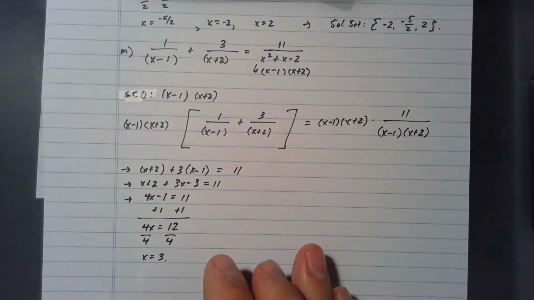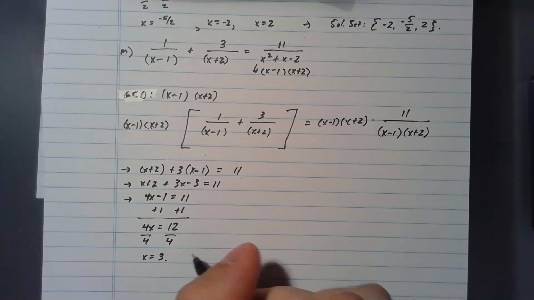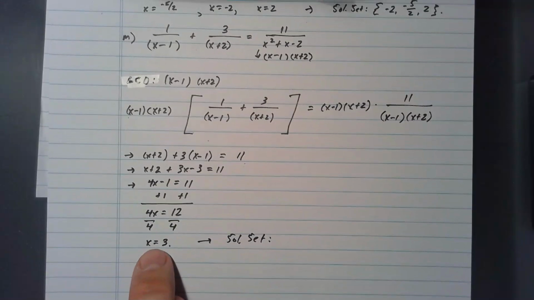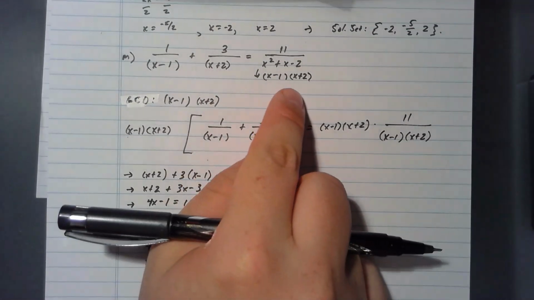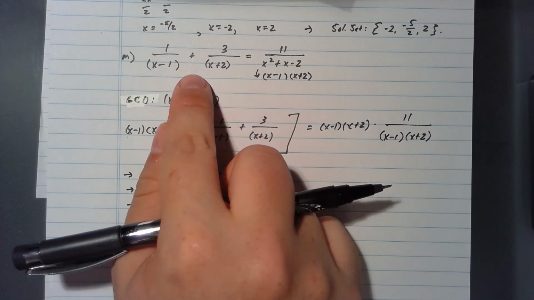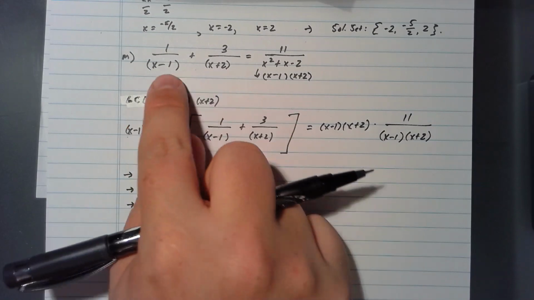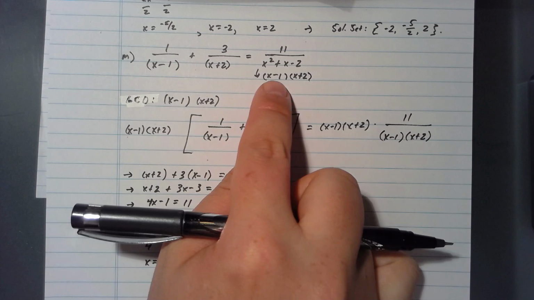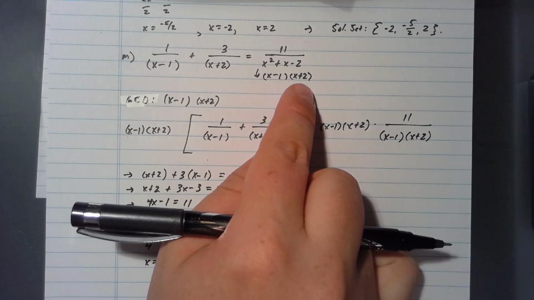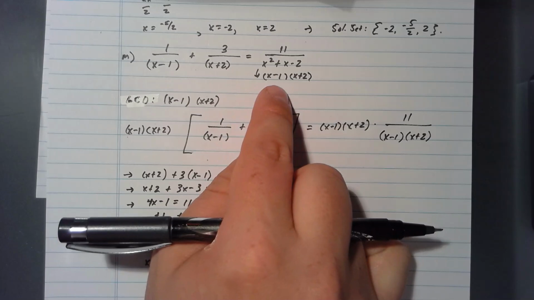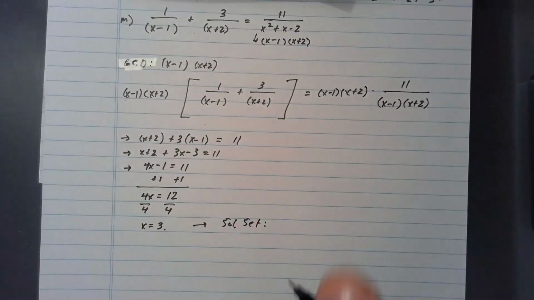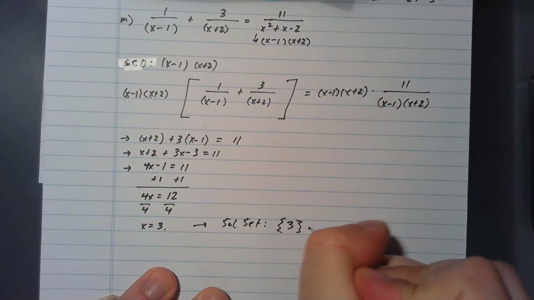Now, remember, when you're doing a rational equation, you want to make sure that the value you get isn't an extraneous solution, right? My extraneous solutions here are values that give me division by 0. 1 gives me division by 0. Negative 2 gives me division by 0. And in the other one, either 1 or negative 2 give me division by 0. So the only extraneous solutions here are 1 and negative 2. Since I got 3, I'm fine. So my solution set is 3.